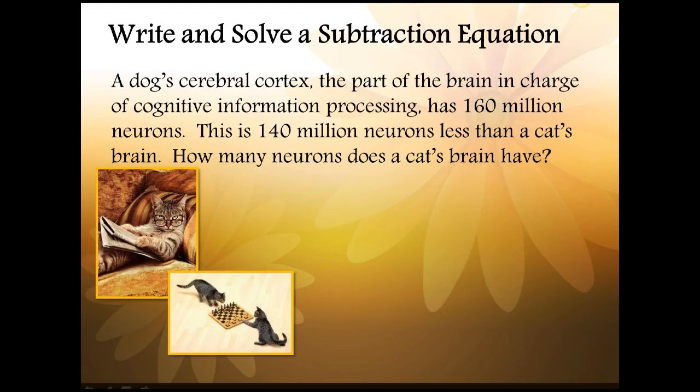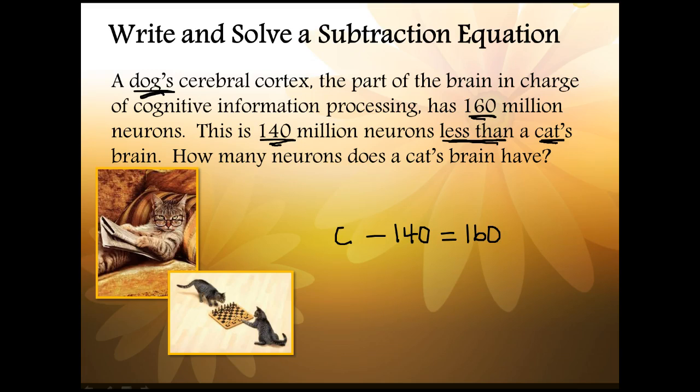A dog's cerebral cortex, the part of the brain in charge of cognitive information processing, has 160 million neurons. This is 140 million neurons less than a cat's brain. How many neurons does a cat's brain have? Since we're forming a subtraction equation, we can set it up putting in our subtraction sign and our equal sign. The dog has 160 million neurons. This is 140 million neurons less than the cat. So therefore, we're going to have the cat's brain minus 140 million neurons to equal the dog's brain of 160 million neurons.